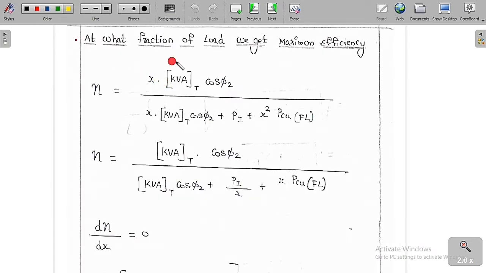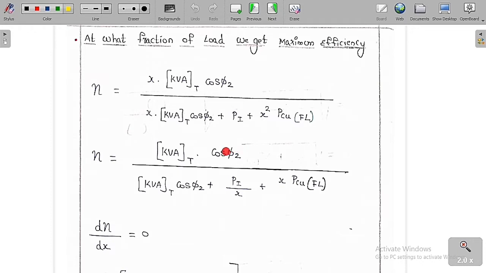See, at what fraction of load do we get the maximum efficiency? If you want to find at what fraction of load we get the maximum efficiency for this transformer, as I've already told you, the general expression for the efficiency of a transformer is equal to X into kVA rating of transformer into cos phi 2 by X into kVA rating of transformer into cos phi 2 plus iron loss plus X square into copper loss at full load.